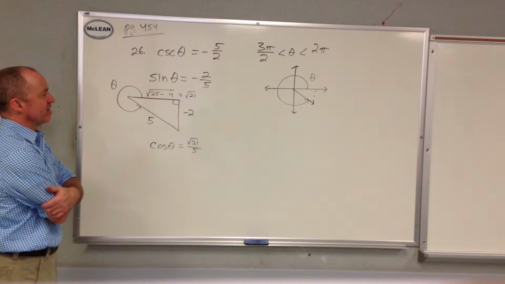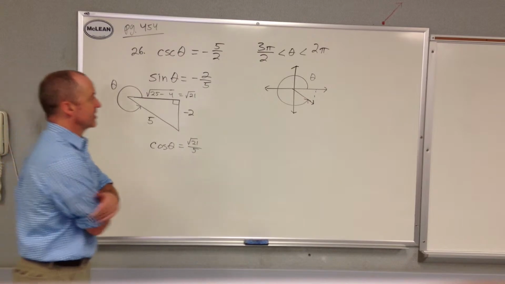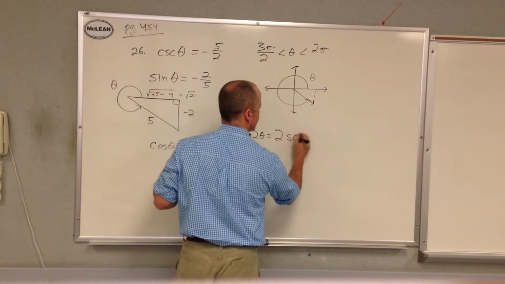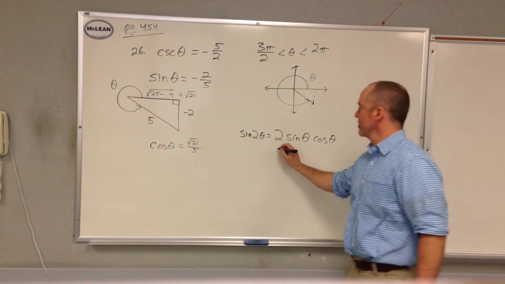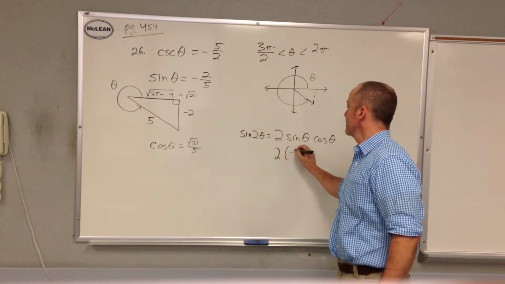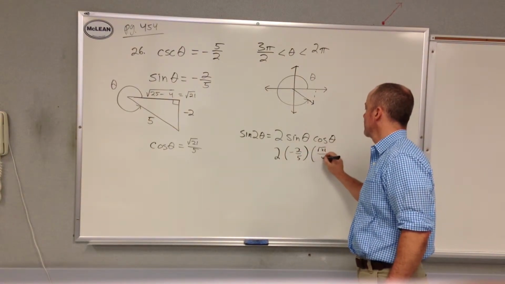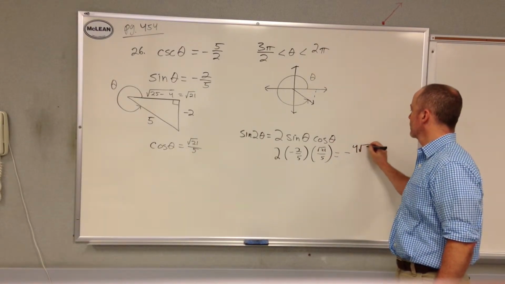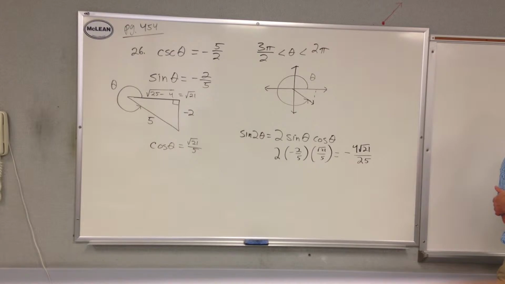Do we have enough information to find our sine 2 theta, cosine 2 theta, tangent 2 theta now? I think so. Sine 2 theta is the most straightforward. So 2 sine theta cosine theta, which in this case is going to be 2 times -2/5 times the square root of 21/5, which gives me -4√21/25. I don't see a good way to simplify that. Anybody else? No. Okay.